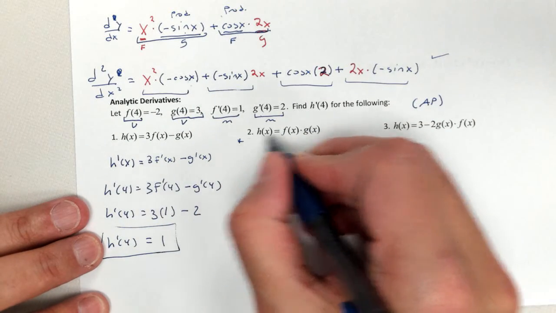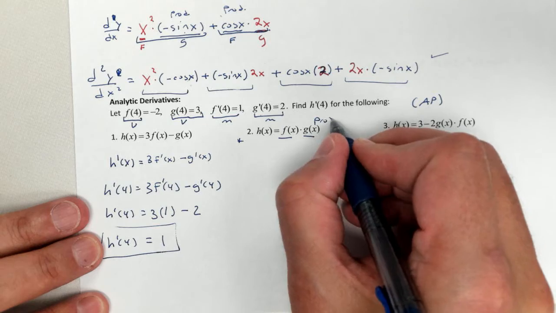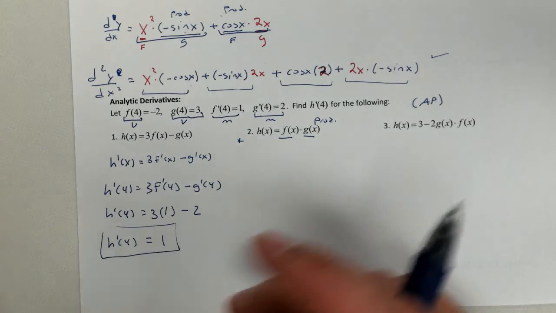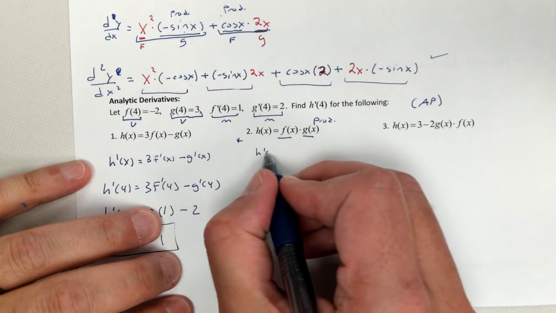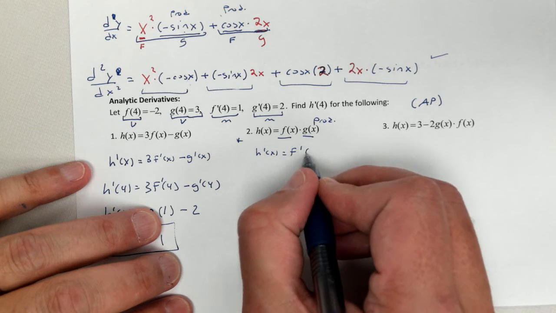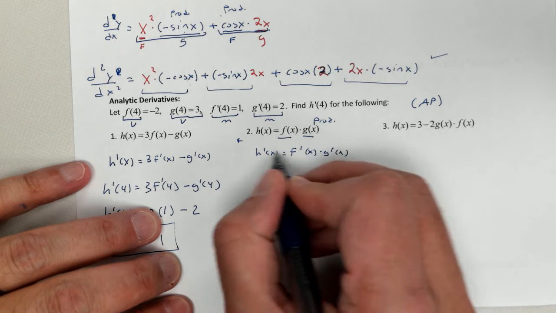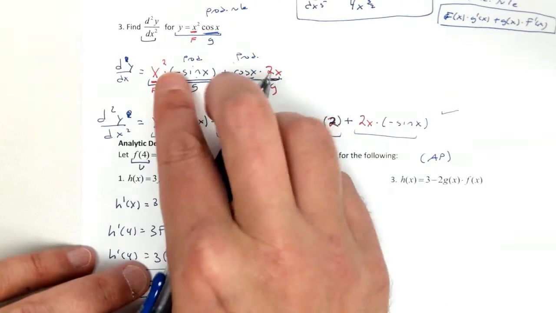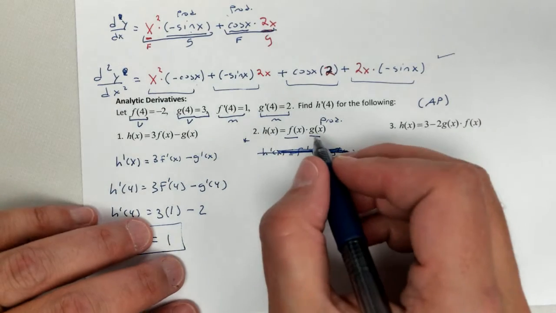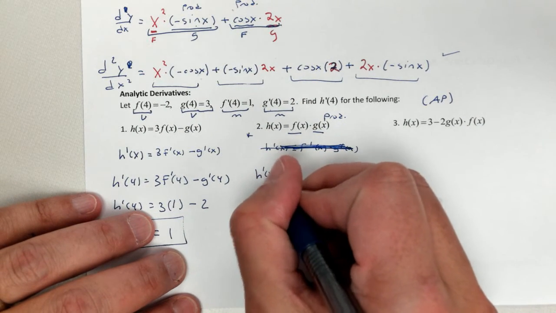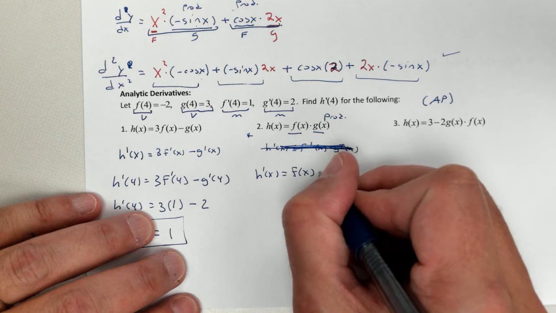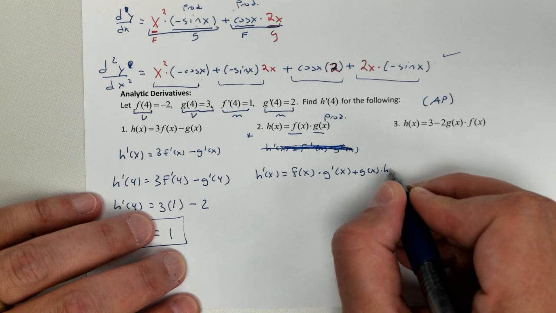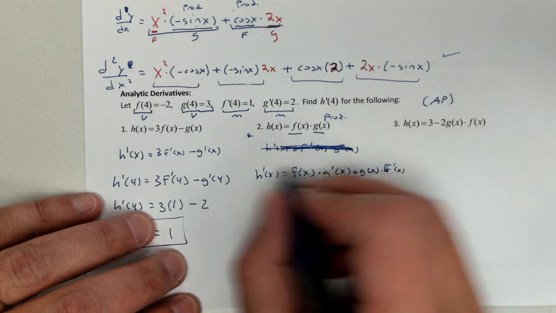For number 2, be careful. We're taking f times g. This is our product. We saw one like this yesterday, but with a graph. So be very careful. The mistake that people want to make is f prime of x times g prime of x. But that's not the product rule. So when we're doing the product rule here, you have to remember it's going to be the first function, f of x, times g prime of x, plus the second, g of x, times f prime of x. And then plug in the 4.